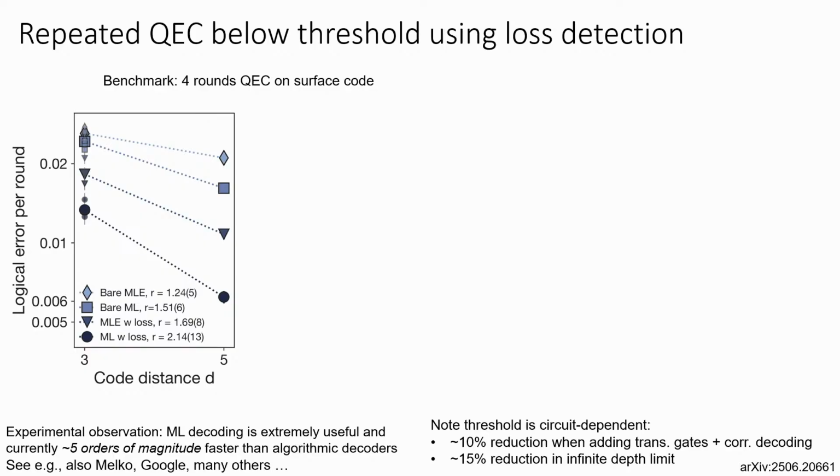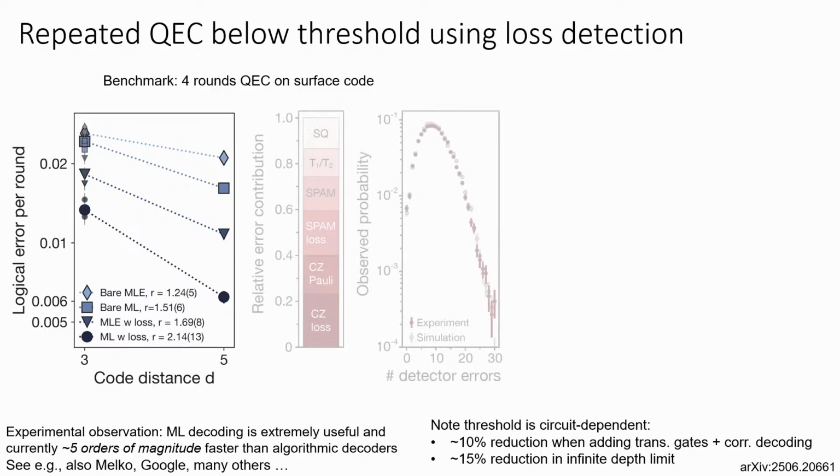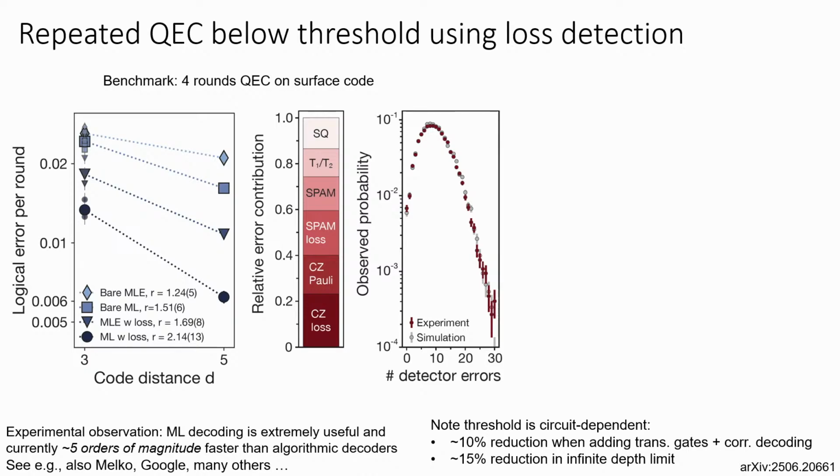And with 4 rounds of error correction on the surface code, we see that we can be roughly a factor of 2 below threshold by using this machine learning and loss techniques. We get quite a bit better than if we were to just do conventional most likely error decoding without this loss information. One key important caveat is that threshold is very circuit dependent.